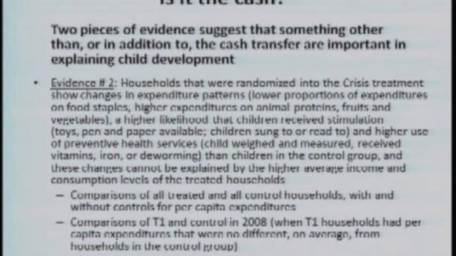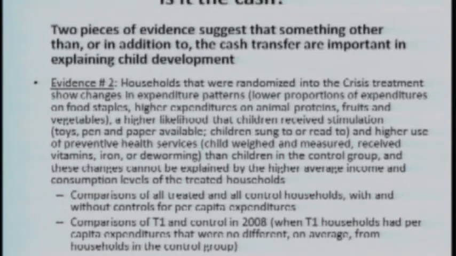The second thing that I'm going to show you is that those households that were randomized into the treatment group seem to be doing various things differently in ways that, again, do not seem to be explained by the cash, by the income. And I'm going to show that to you in various ways. First, I'm going to be looking at intermediate inputs. I'm going to be looking at the pattern of expenditures, the degree to which the households engage in various stimulation activities. So for example, whether they read to the kids, they sing to the kids, whether there's a pen and paper available or pencils for the kids in the house, whether they've received a toy, things like that, and also various measures of preventive health use.